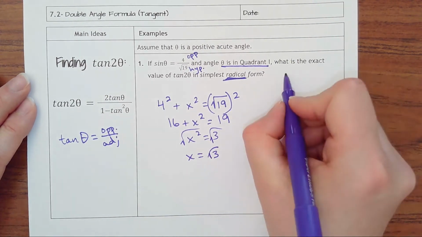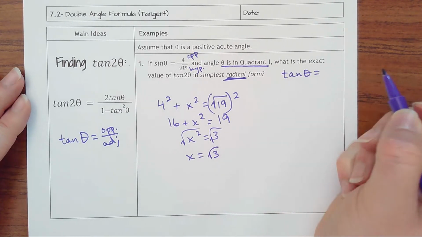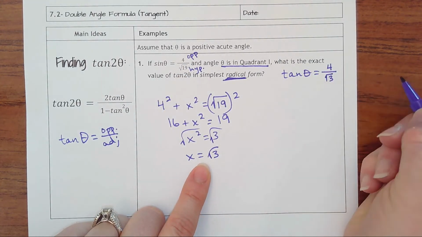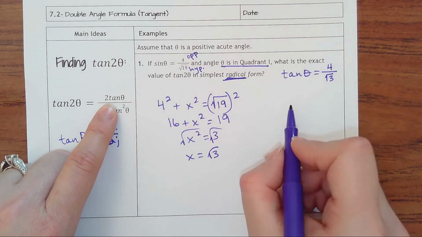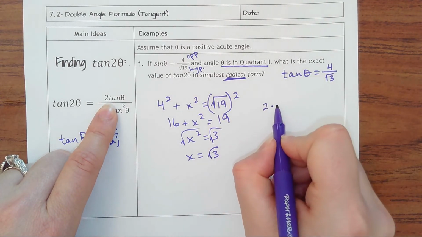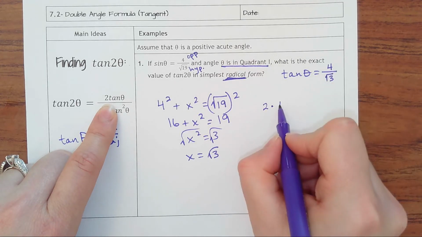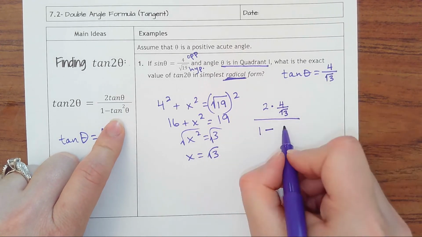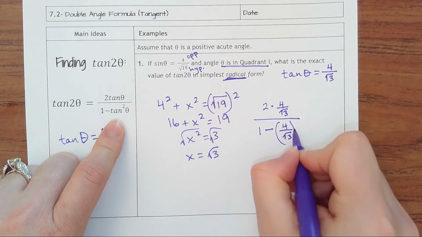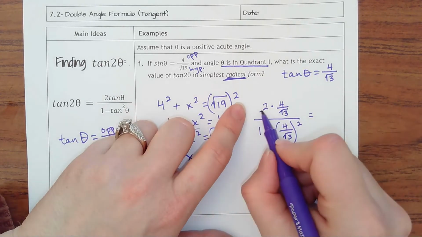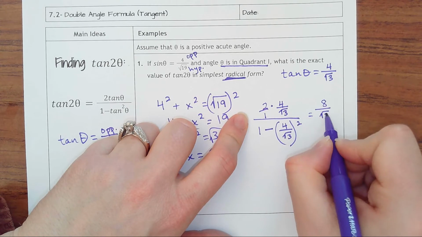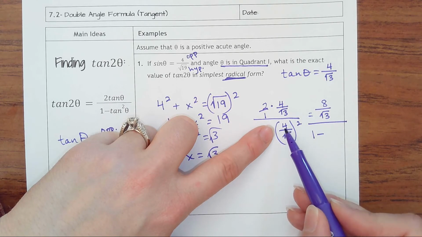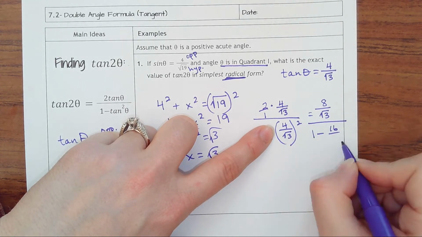Okay, so tangent of my angle would go opposite over adjacent, and I'm going to just leave it like that for now. We've got 2 times tangent of theta, which is 4 over square root of 3, divided by 1 minus my tangent, that amount squared. Okay, so up here, I get 8 over square root of 3, divided by 1 minus, squaring this fraction, I square the numerator and denominator, so I would get 16 over 3.